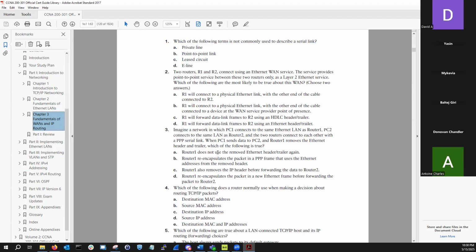Your lifeline is DeMarco. You're muted if you're talking. Sorry about that. Which of the following terms is not commonly used to describe a serial link? Nope. Question 2. Oh, sorry. Read it to me. Using Ethernet WAN service, the service provides point-to-point service between these two routers only as a layer 2 Ethernet service.